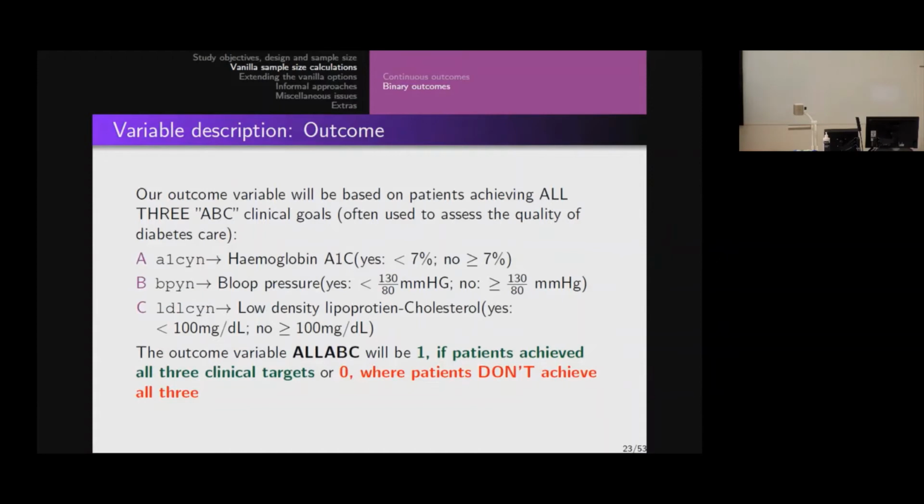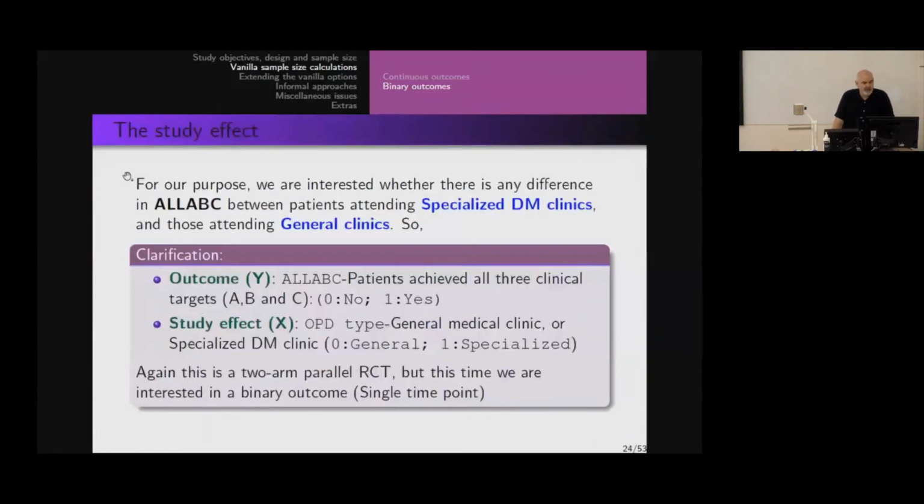We've got blood sugar control, blood pressure control, and cholesterol, or low density cholesterol, control. So basically it's only patients who controlled all three of these who achieved the clinical target that we're interested in. These are called A, B and C: HbA1c for A, blood pressure for B, cholesterol for C. All ABC will be 1 if patients achieve all three clinical targets, and 0 where they did not achieve all three.